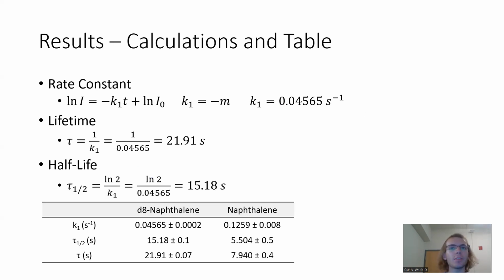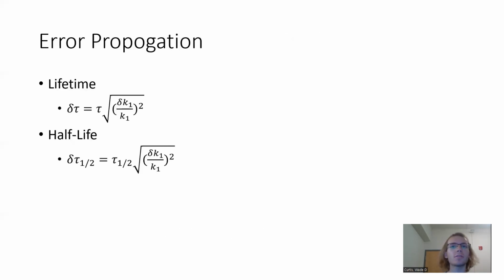Solving for these values mentioned earlier is shown for deuterated naphthalene, resulting in a rate constant of 0.04565 seconds to the -1, or hertz, a lifetime of 21.91 seconds, and a half-life of 15.18 seconds. Comparatively, naphthalene has a rate constant of 0.1259 hertz, or seconds to the -1, a lifetime of 7.940 seconds, and a half-life of 5.504 seconds. And here are shown the equations used to propagate error for both of these values.